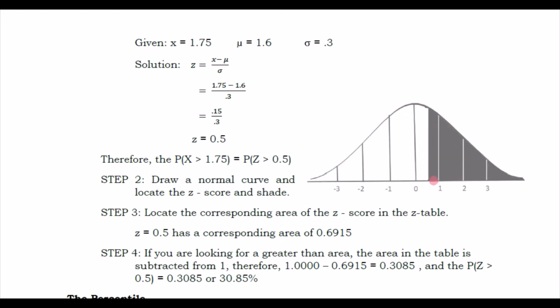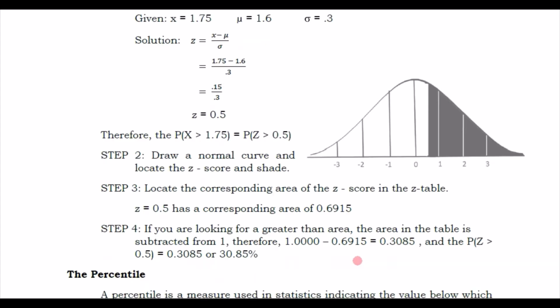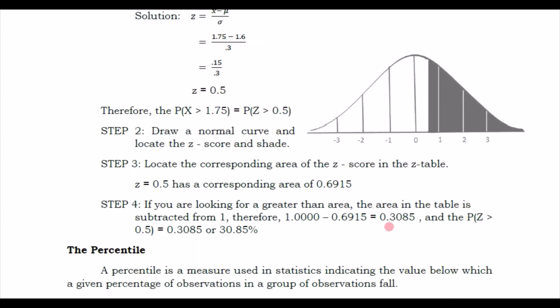Okay? So, we all know that all the area na nasasakop ng curve, area under the curve is equal to 1. Okay? At dahil ito yung binigay na given sa atin, this one, hindi naman ito yung hinahanap natin, kundi itong kabila. Okay? So, all we have to do is to deduct 0.6915 from 1. Okay? So, ano yung makukuha natin? That is 0.3085 or 30.85%. And the probability of z is greater than 0.5 is equal to 0.3085 or 30.85%.